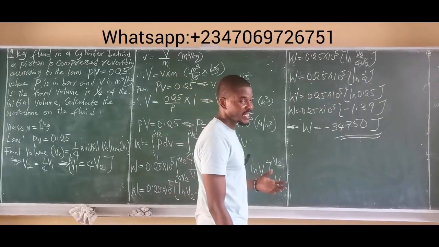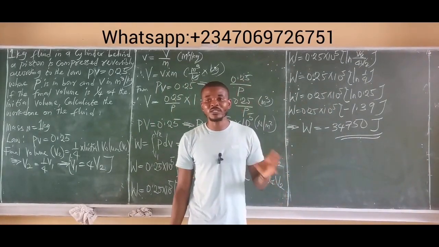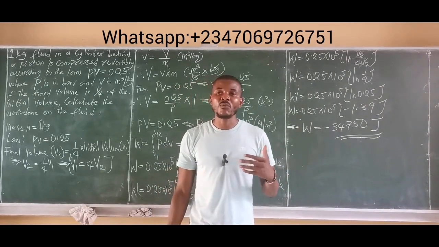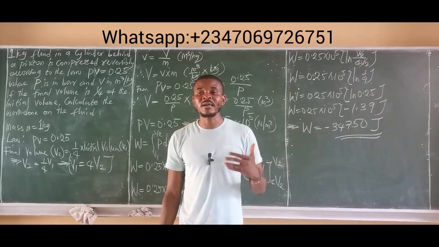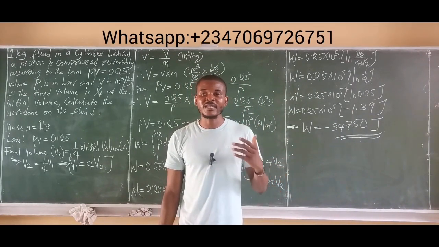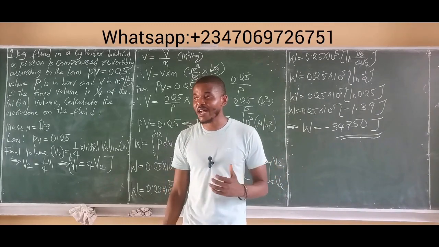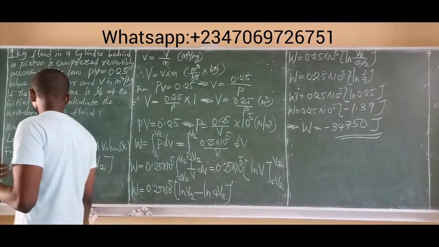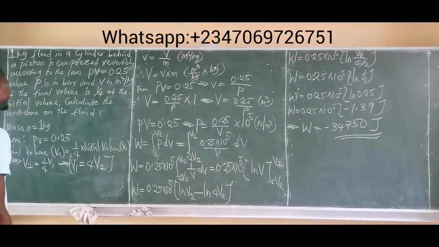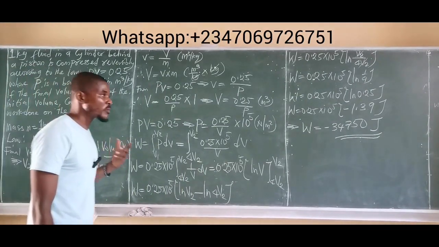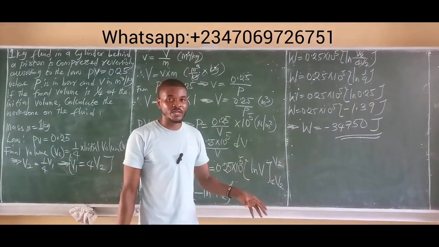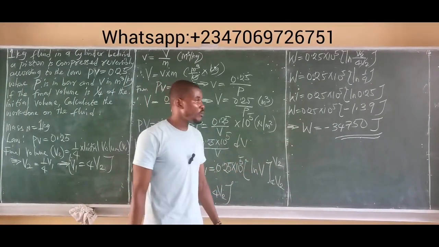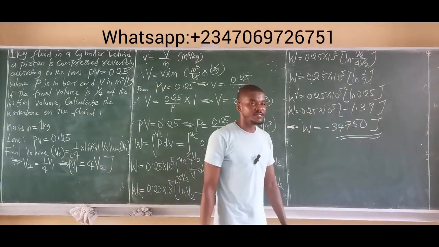Now we have minus, and I said in the introduction video when we talked about sign conventions that when work is done on the system, then that work is negative, or when the system undergoes a compression process, the work done at that point is negative. If you read through the question once more, it says 1 kg of fluid in a cylinder behind a piston is compressed reversibly. Since the fluid is compressed, the work done becomes negative. This simply means work has been done on the fluid. Therefore, that work done is negative, which is why we have a negative value as the result here.